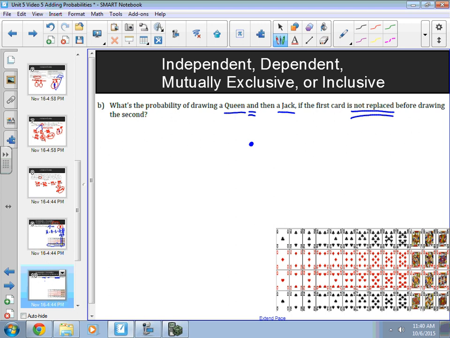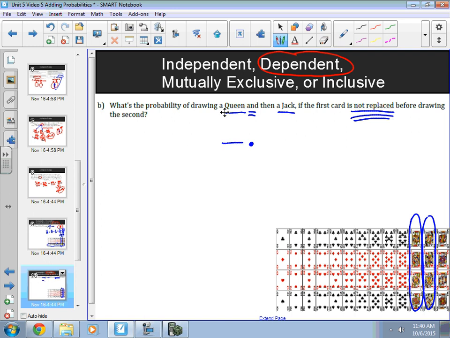Okay, so we've got to look. Here are our queens right here. Here are our jacks. Do these have anything to do with each other? No, they're separate groups, so we don't have to worry about anything there. And then also, if the card's not being replaced, is this going to be independent or dependent? This would be an example of a dependent. When things are not replaced, your probability changes for the next draw.